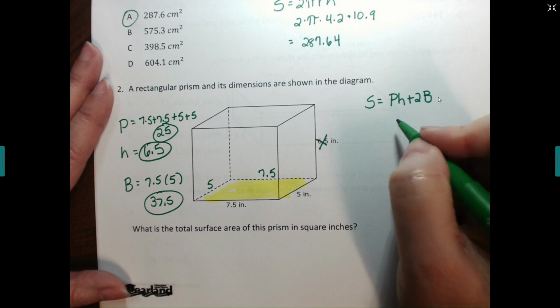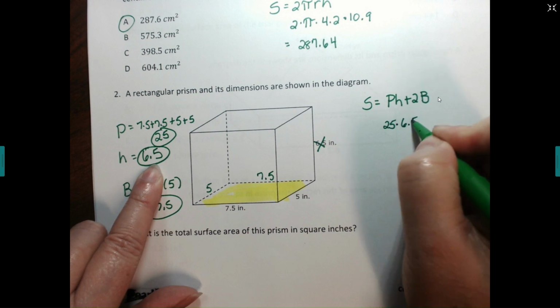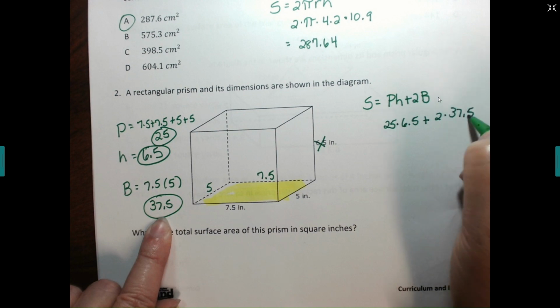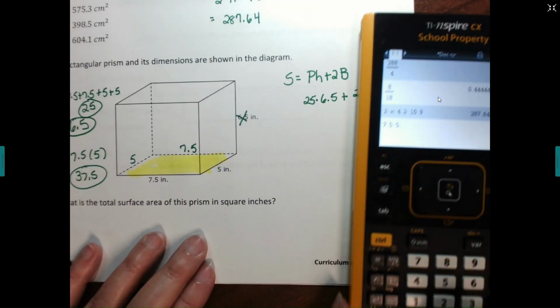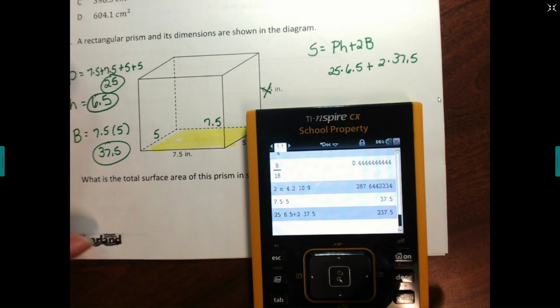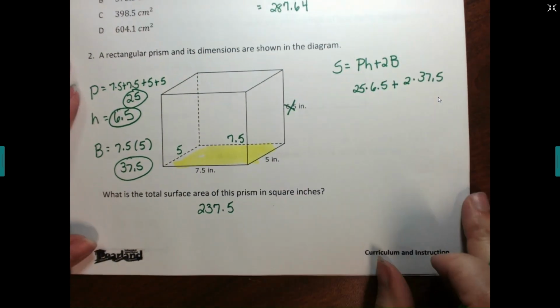All right, so now I've got my P, my H, and my B. Now I just need to plug it in. So my P is 25 times my height is 6.5 plus 2 times my B is 37.5. So your 2B answer is the same as the B, but then put a 2 on it. 25 times 6.5 plus 2 times 37.5. Oops, 0.5. 237.5. Yep.